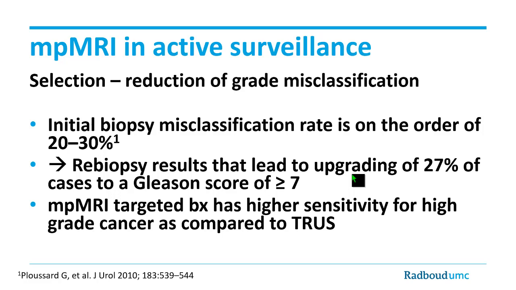So how can we use mpMRI in active surveillance? For selection, of course, we want a reduction of the grade misclassification. We know that on the initial biopsy, there's a misclassification rate in the order of 20 to 30%. Several studies have shown that. Also, the side arm of the PRECISION study has shown that 29% of the patients actually have a higher Gleason grade than seen on the initial TRUS biopsy. And re-biopsy results lead to an upgrading in 27% of the patients. And if you combine the mpMRI together with a targeted biopsy, then you have a much higher sensitivity for finding high-grade cancer as compared to the blind biopsy.